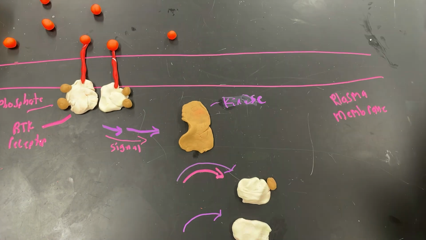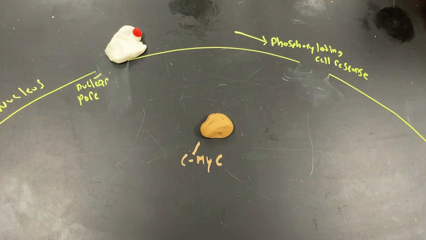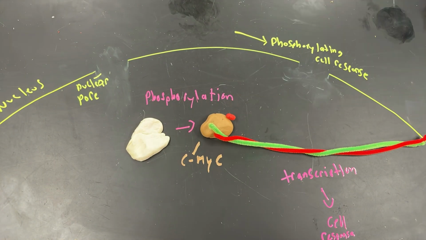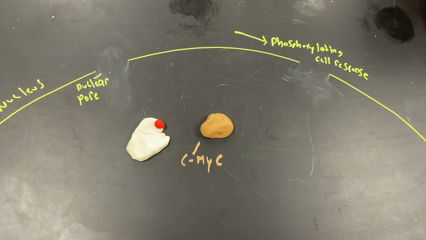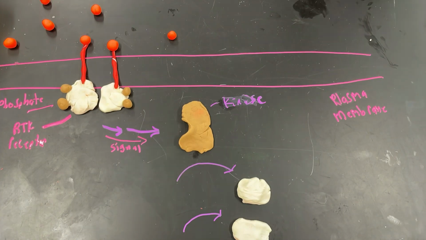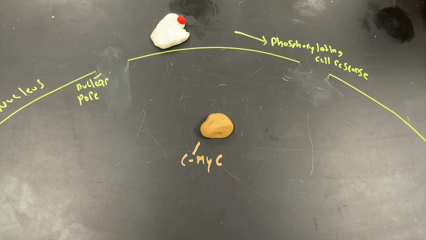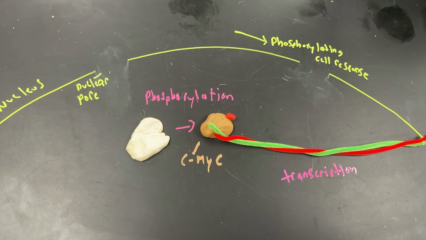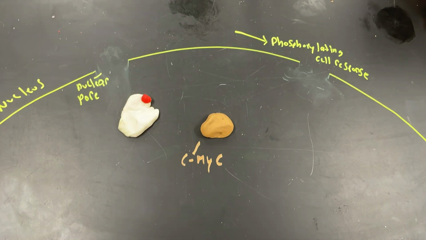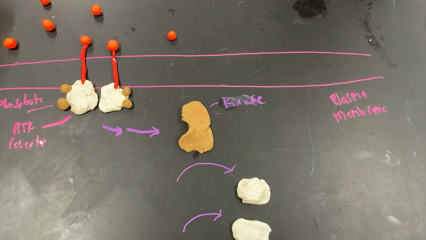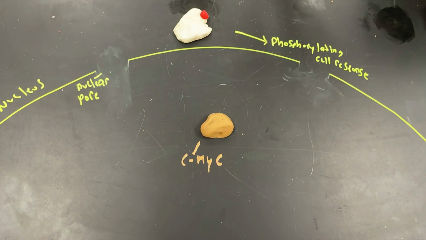through transcription. In the case of an epidermal growth factor, the RTK receptor will activate MAPK kinase kinase, which will phosphorylate and activate MAPK kinase, which will phosphorylate and activate MAP kinase, which will initiate the transcription via c-MYC, expressing mitosis-inducing genes.